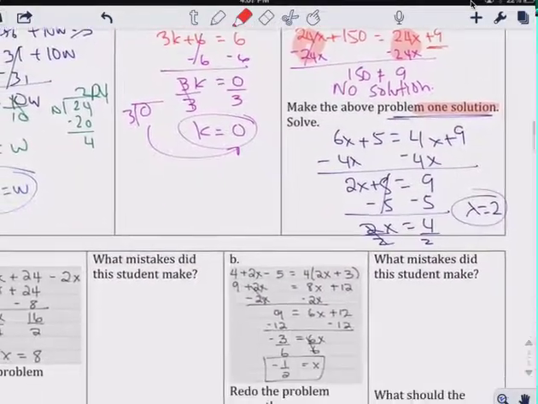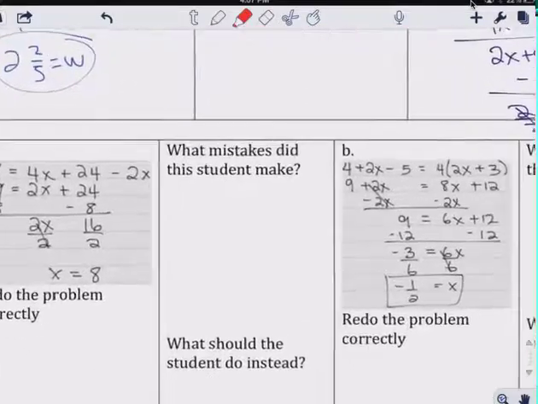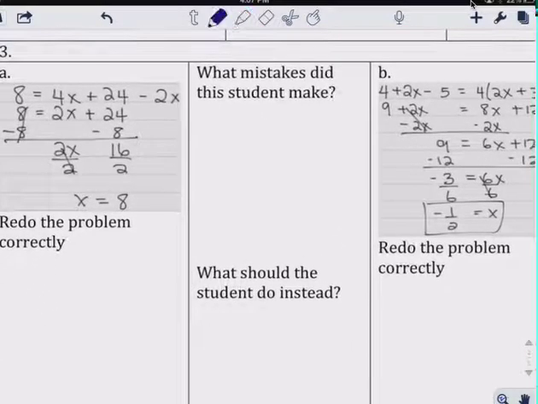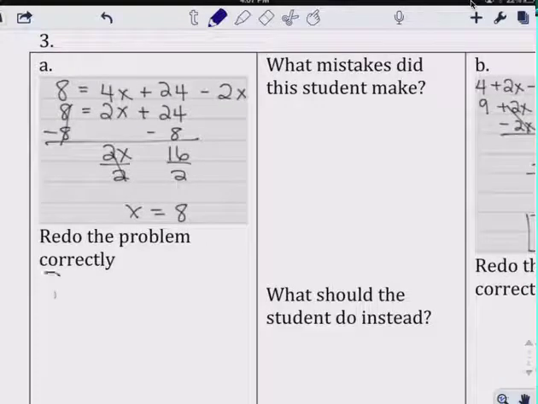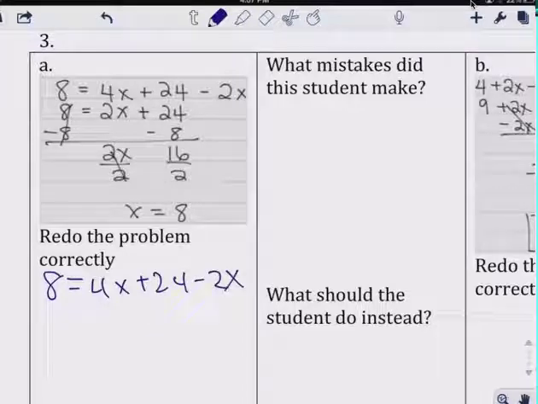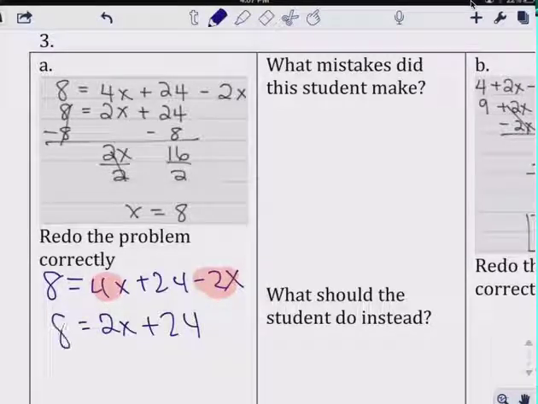Okay? Now, what mistake did this student make? Let's look. Let's solve it. The best way to do this is to redo the problem. 8 equals 4x plus 24 minus 2x. And you have to combine these because they're alike. That gives you 2x plus 24 equals 8. Okay? Minus 24 to both sides.